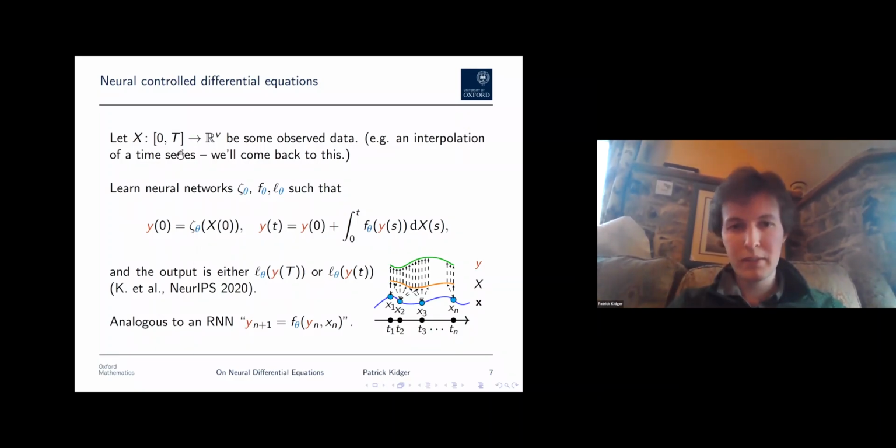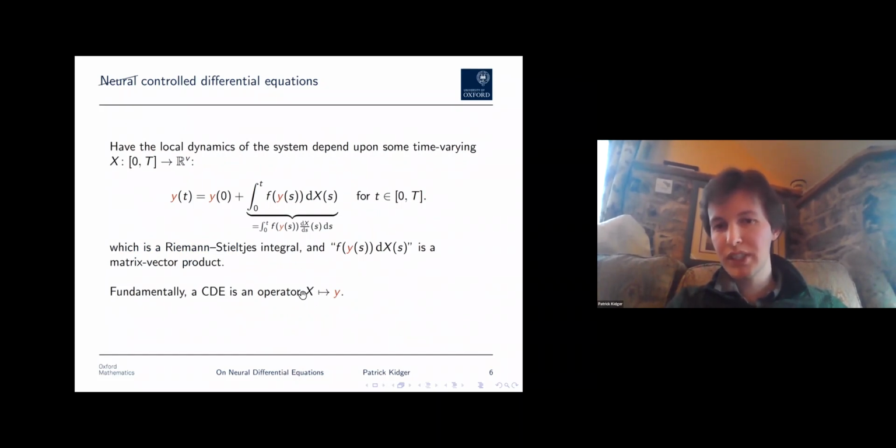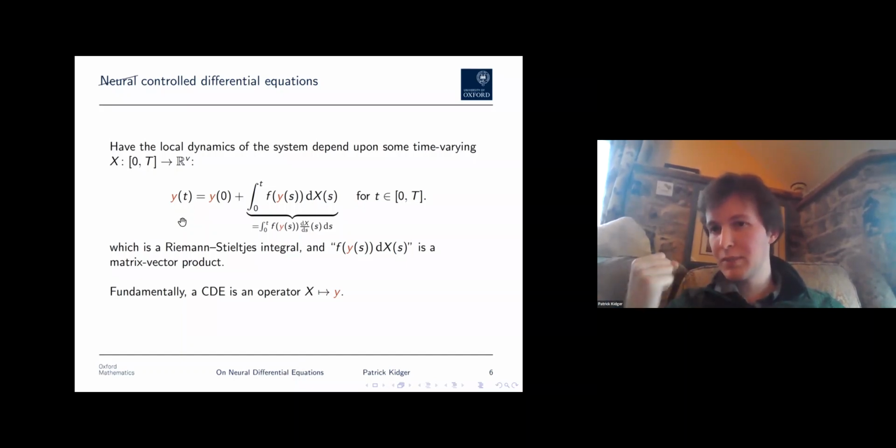And so in fact, maybe it's helpful if I go back a slide and demonstrate. Here, a CDE is an operator from X to Y. So the input is X. The output of this thing here is just this evolving hidden state Y. And then the output of my model is some function of that hidden state.